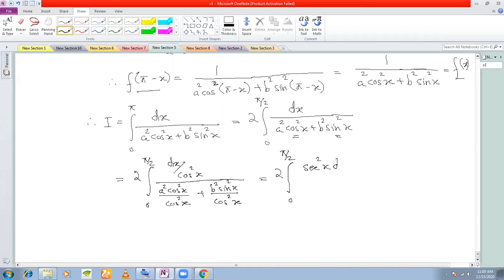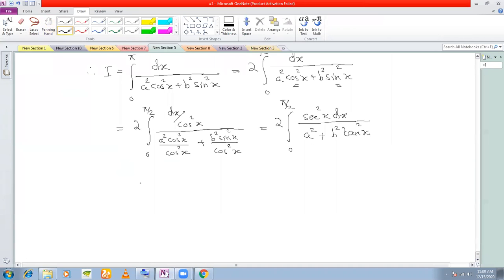Sec square x dx divided by a square plus b square sin square by cos square. Sin square by cos square is nothing but tan square x. So I brought a tan square, and you know that d/dx of tan x is sec square. Therefore, in this integral, I put t is equal to tan x. That means dt/dx is equal to sec square x, so dt is sec square x dx.